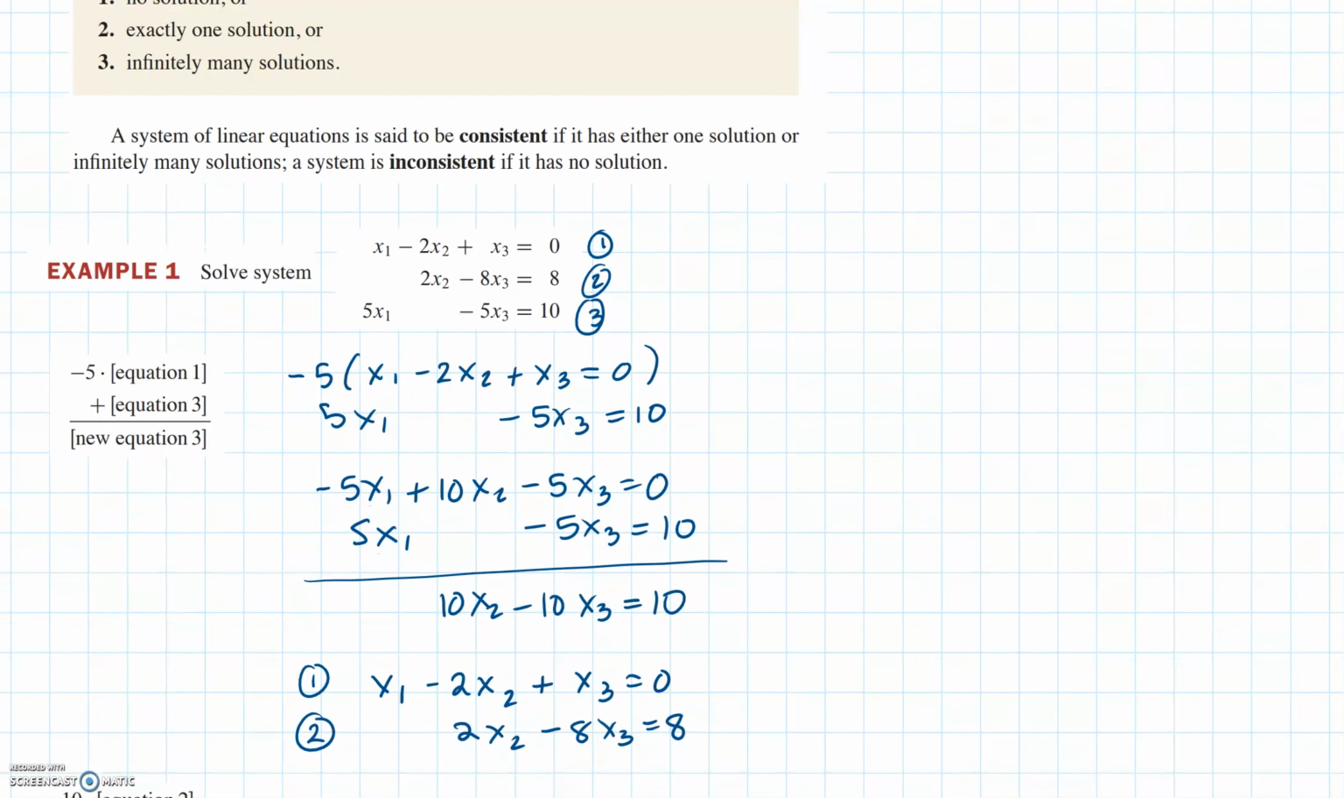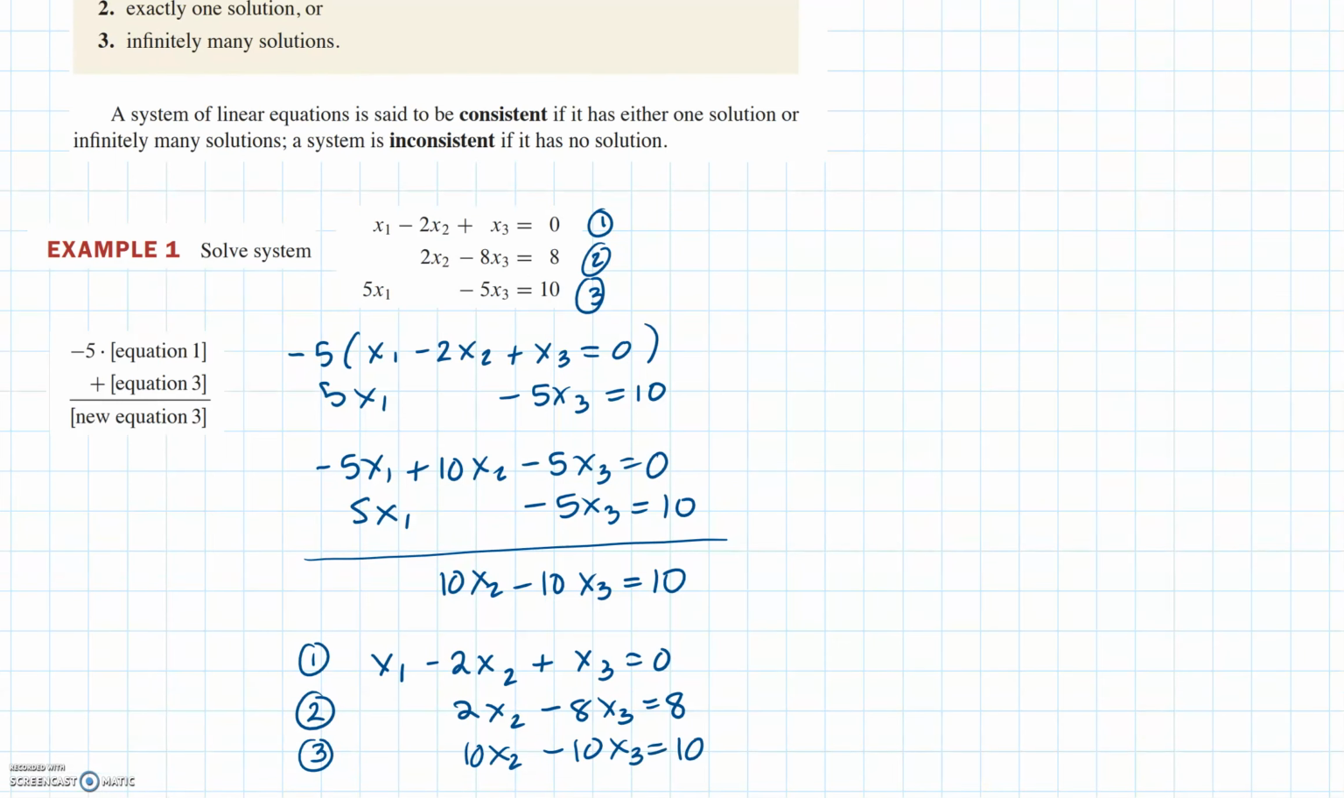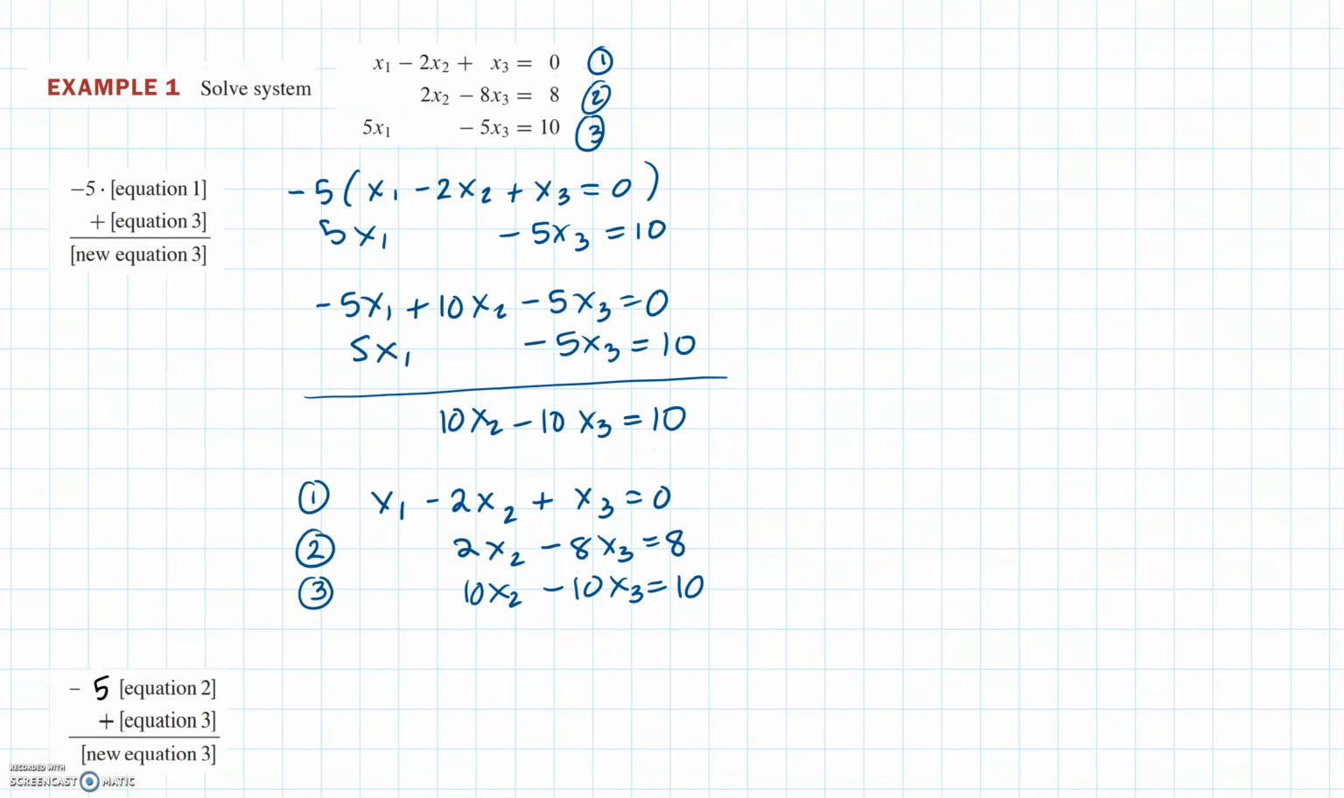So I'm going to keep the first two equations, but for my third equation, I'm going to now write 10x2 minus 10x3 equals 10. And now I'm going to do it again. So this time I'm going to take equation 2 and 3 and eliminate the x2's. So maybe I'm going to multiply the second equation by -5 and add it to the third. So let's go ahead and do that.